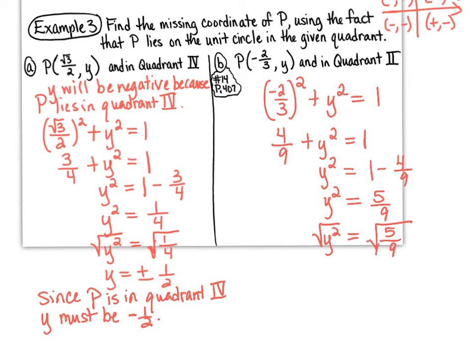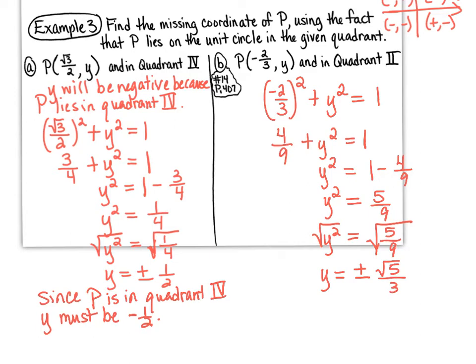Now, what does that mean about y? Take away the exponent. So go ahead. Tell me what we get. Y equals positive 5/3. No? Plus or minus what? Square root of 5/3. Good. The square root of 5/3.